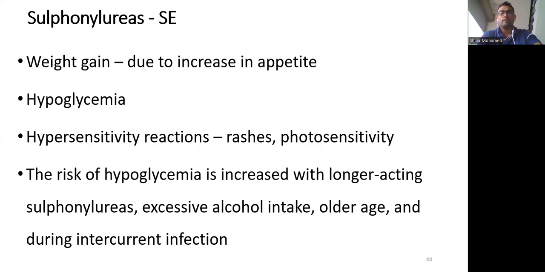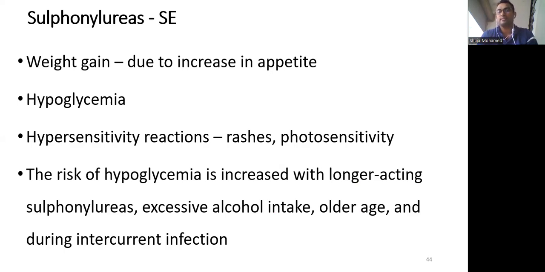Risk of hypoglycemia is increased with sulfonylureas, excessive alcohol intake, and age. So if they ask why there is a risk of hypoglycemia in old age, then you have to explain. Sulfonylureas are excreted via the kidney. In old age, the kidney function gradually decreases, so GFR is reduced and excretory function can be altered.